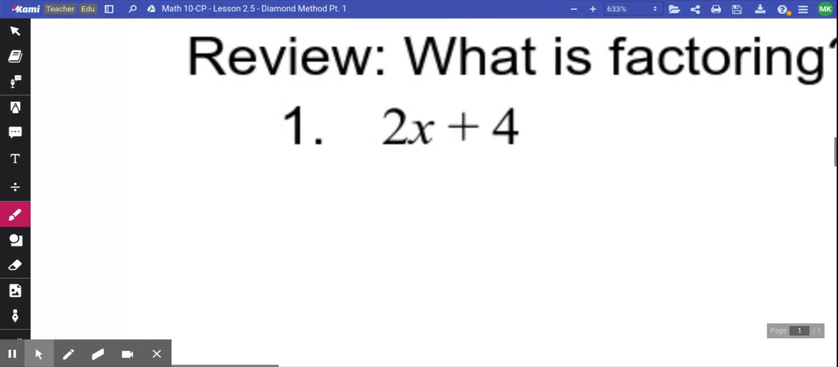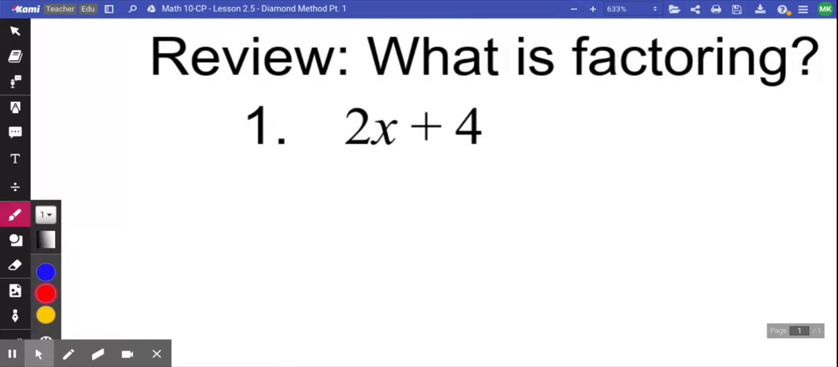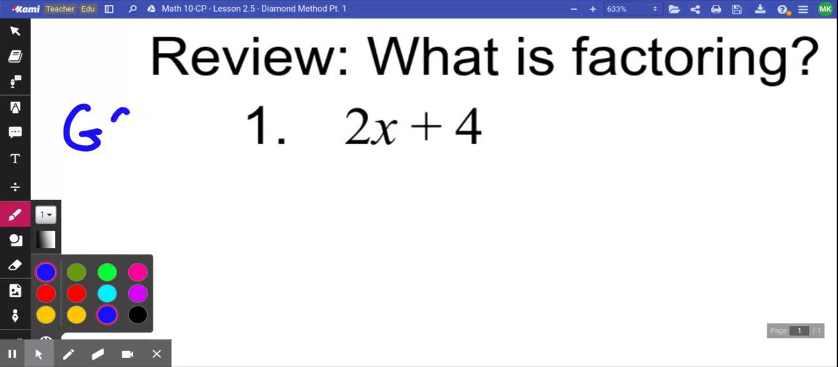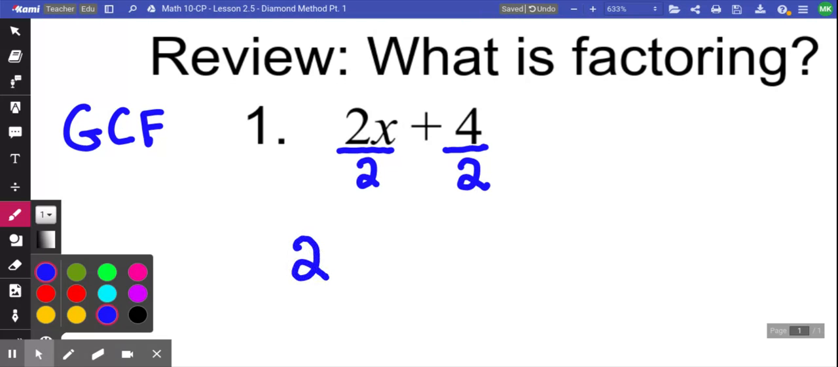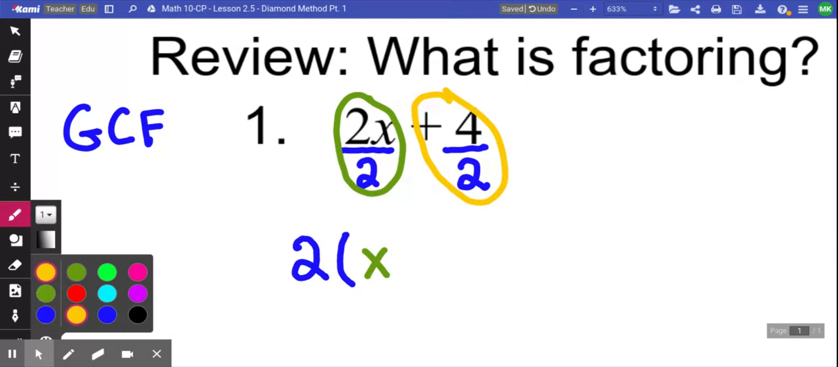The first type is a greatest common factor. So a greatest common factor, or a GCF, is when you look at an equation and you realize that you could remove a number from that polynomial. So looking at that, I could divide both terms by 2 so that there was now a 2 out front, and I would be left with 2x divided by 2 is x, plus 4 divided by 2 is plus 2.